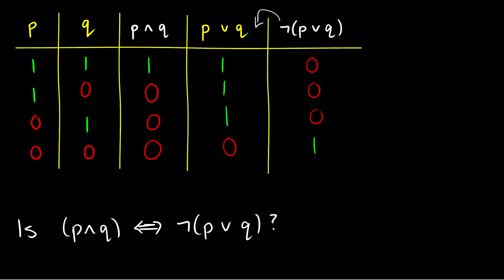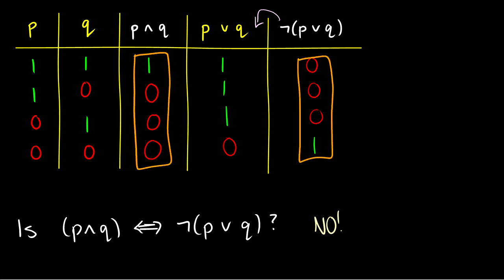So, are P and Q and not P or Q logically equivalent? Well, the answer is no. And why is it no? It is not equivalent because the truth conditions for P and Q and the truth conditions for not P or Q are not identical. Therefore, these are not logically equivalent.